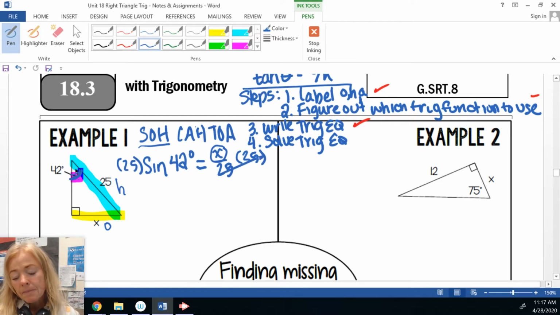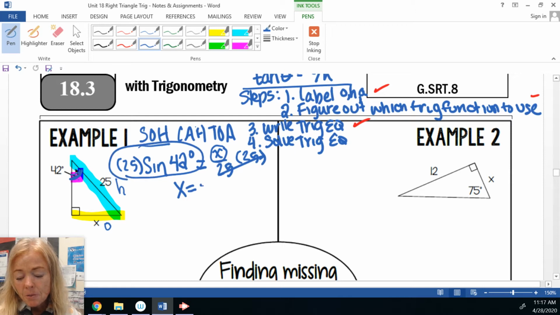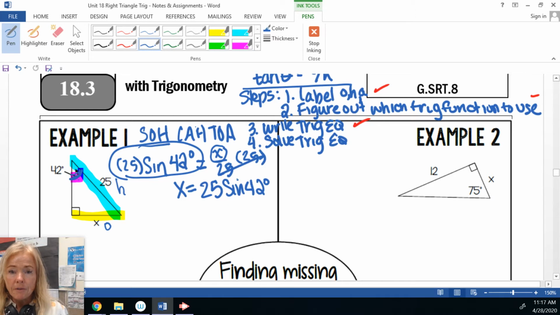And that undoes that. So we have x equals all of this right here, which is 25 times sine of 42. And I would write the 25 first because then it doesn't mix up with the number 42, the angle measure of 42. All right? And there's our equation. Now that we've solved that, we're just going to place that right into the calculator.